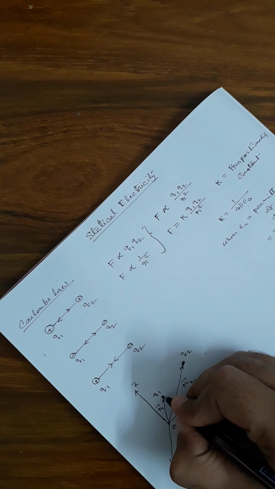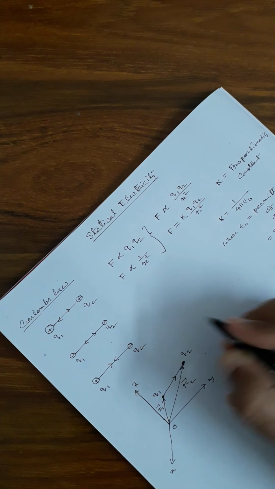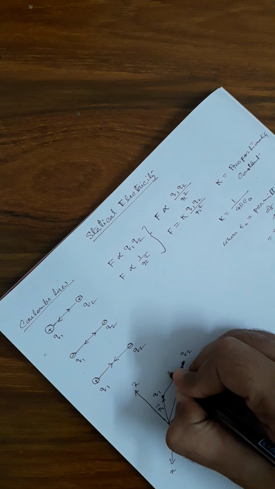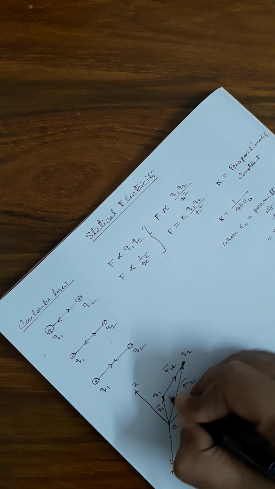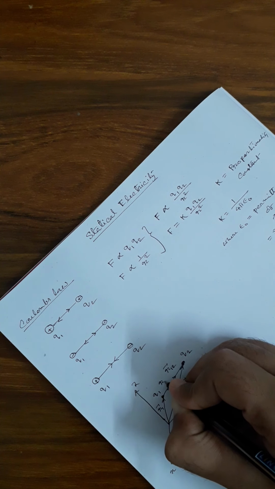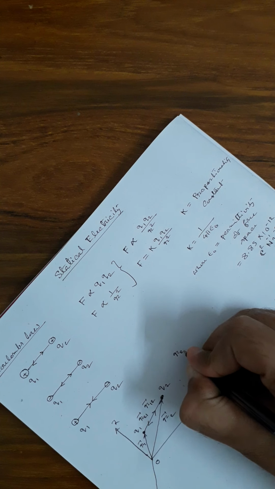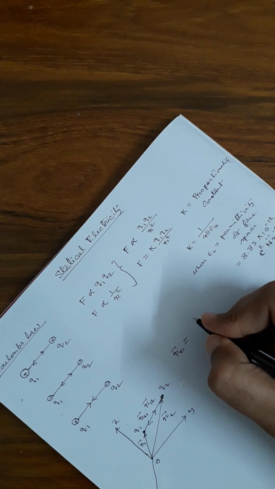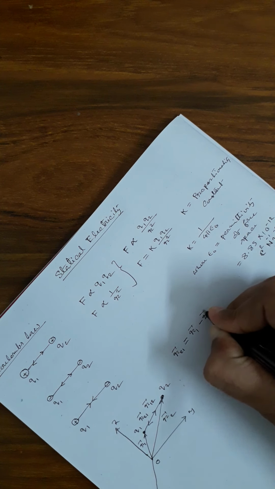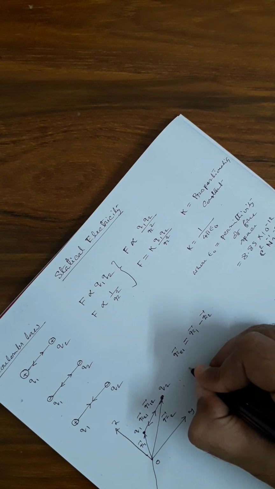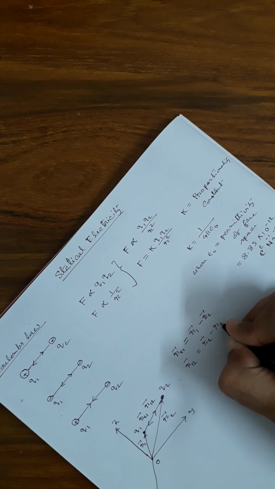Then the distance between these two charges q1 and q2 will be either r12 or, if we consider in the reverse direction, R21. If we consider R21, then R21 will be R1 minus R2, and if we consider R12, then it will be R2 minus R1.